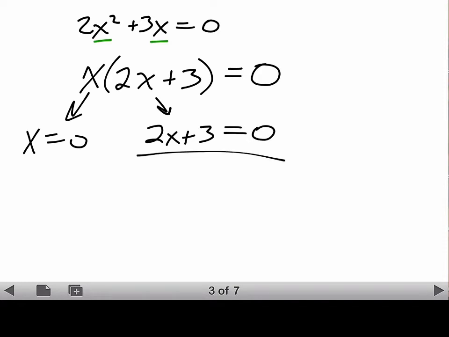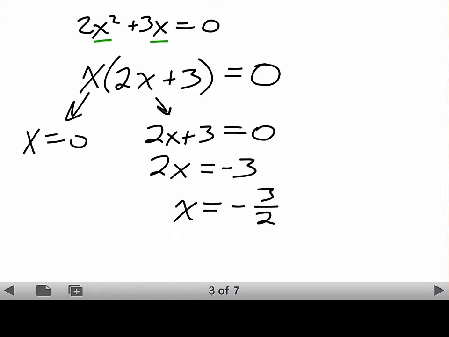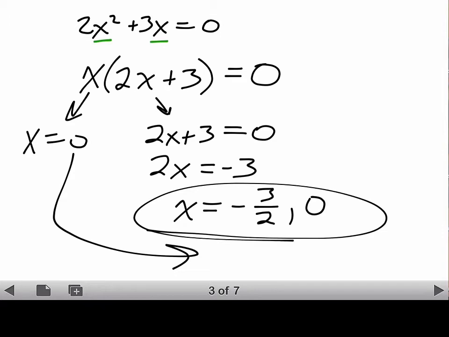Here we have a linear equation that we would solve like any other linear equation. Subtracting 3 from both sides gives us 2x is equal to negative 3, and finally dividing by 2 gives us x is equal to negative 3 halves. Now I'm going to bring this 0 into the solution, so I have x equals negative 3 halves. I'll put comma 0, and that's how I'll express this solution.